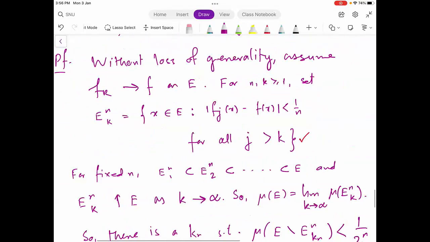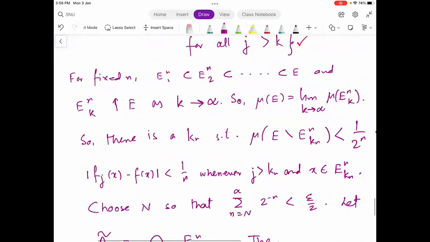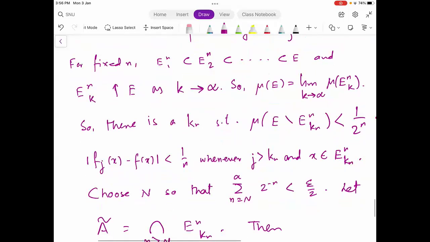What we did is, first of all, we considered these E_{n,k} sets. Check first that they're an increasing sequence of sets, increasing all the way up to E. It's pretty easy to see that their union cannot fall below E. So the measure increases to the measure of E. Consequently, find for every n a number k_n such that mu of E minus E_{n,k_n} is less than 1/2^n.